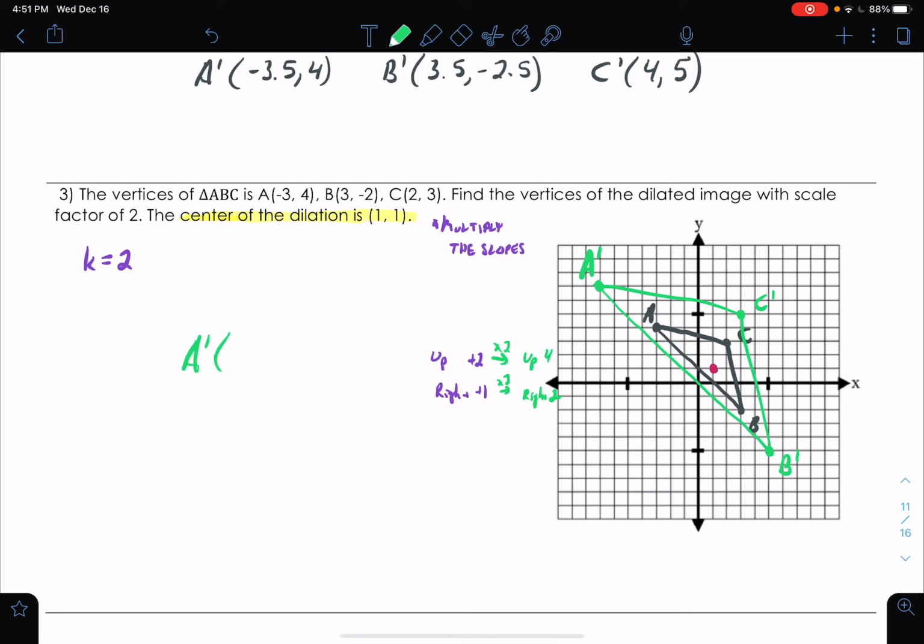So A' is negative 7, 7. B' is 5, negative 5. And C' is 3, 5. So there are my coordinates. Notice how I couldn't just double the pre-image coordinates, because that wouldn't give me the right answer, because my center of dilation is different. Okay, so here we're going to manipulate the slopes in order to figure out where the image coordinates are.